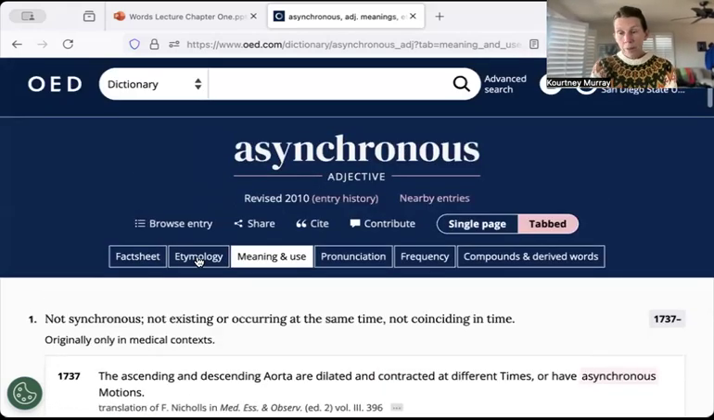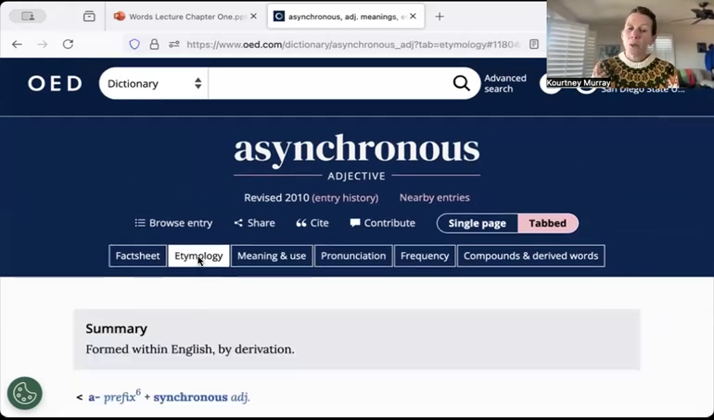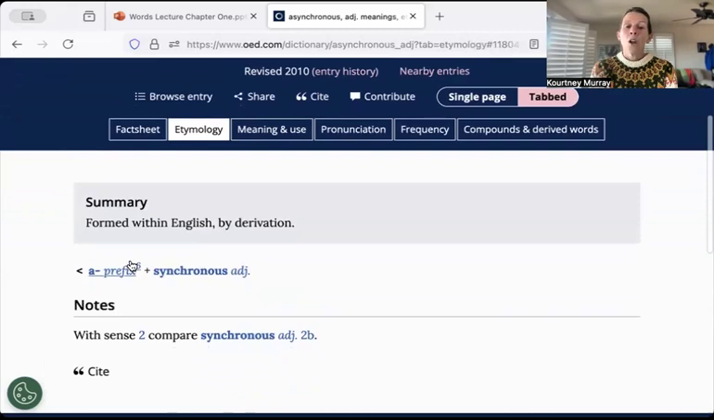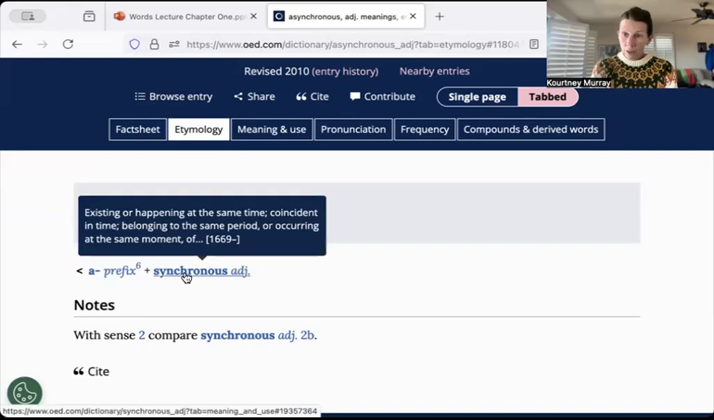The other part that I always find really interesting is the etymology. That's going to tell you where the word is coming from. The book might have some helpful points, but we're also going to be learning all these terms in class. As I mentioned, it's got an alpha prefix, and if you hover on it, it'll tell you what that prefix means. Then it'll take you to synchronous. It does not separate out the suffixes; it gives you syn, chronous all together.